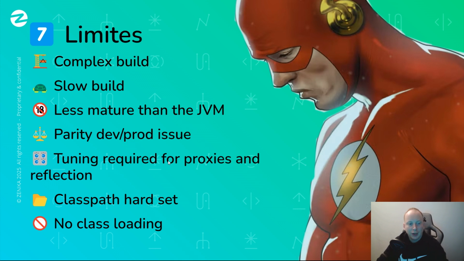Tuning is required for proxies and reflection. Because if you have some libraries like Jakarta validation, you could have some issues because it uses reflection, or other code like Kubernetes, where you could have proxies, or any libraries like that that use proxies and reflection. You could have some issues because all the classes in GraalVM are loaded at the beginning at build time. So there is no class loading. So all these limits are a bit tricky and require a lot of configuration for a very complex application.